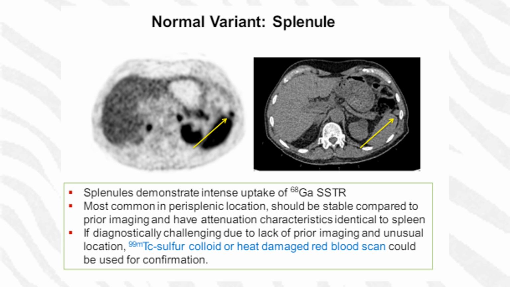If diagnostically challenging due to a lack of prior imaging and unusual location, then a second test of Tc-99m sulfur colloid or heat-damaged red blood cell scan may be performed to rule out whether that is a somatostatin receptor tumor versus a splenule. Most commonly, that would be done with the sulfur colloid scan, as heat-damaged red blood cells are not used as much anymore, but either one would be acceptable.